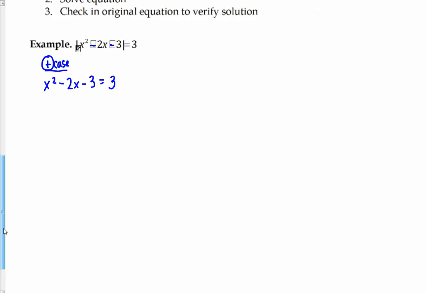And we solve. How do we solve a quadratic? Everything to one side. It's a party. X squared minus 2x minus 6.